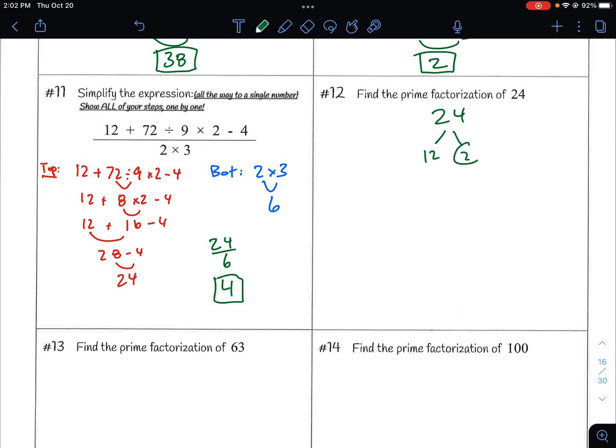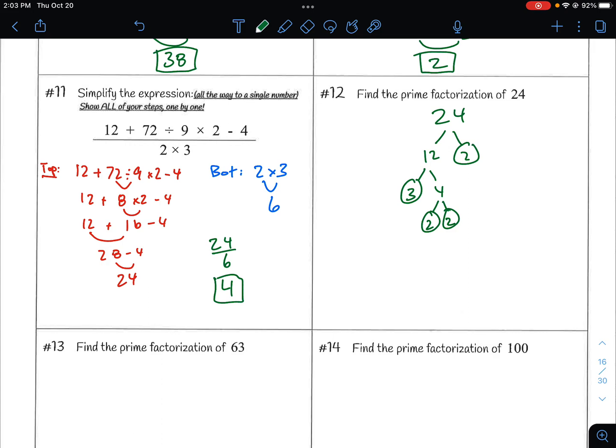2 is a prime number, so I'm going to circle that. The only way you can break down 2 is like 2 and 1, which if you're breaking it down by 1, you're done. It's a prime number. 12 is the same thing as 6 times 2, or you could say 3 times 4. It doesn't really matter which way you go. You're still going to get the same answer at the end. 3 is a prime number, so I'm going to circle that. And 4 is just 2 times 2.